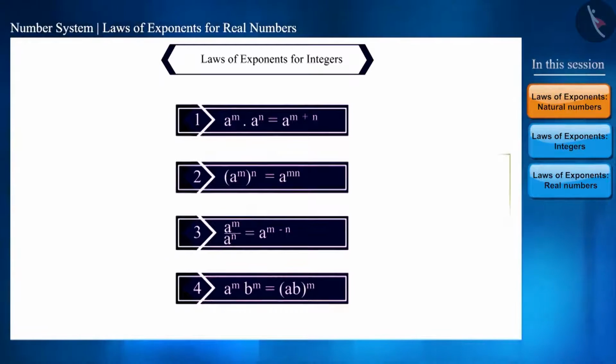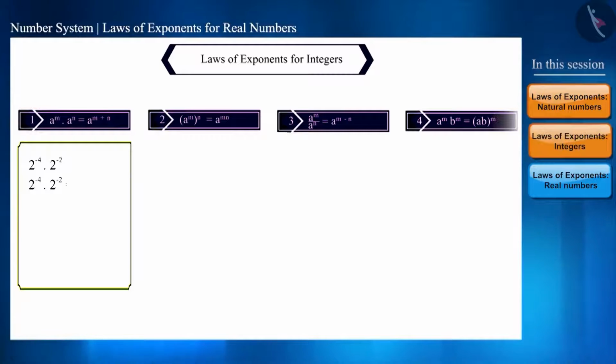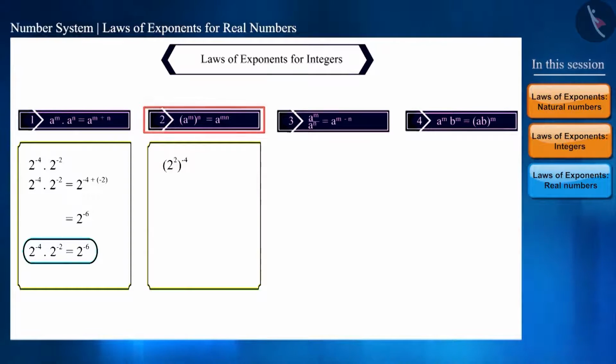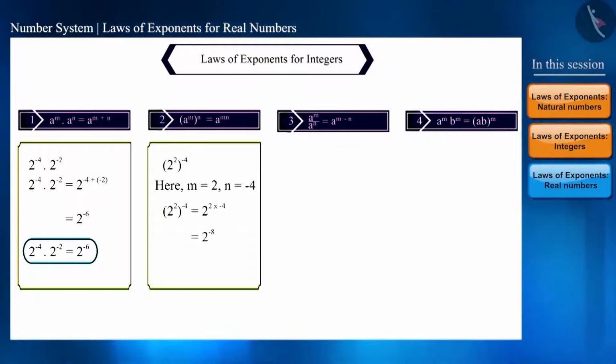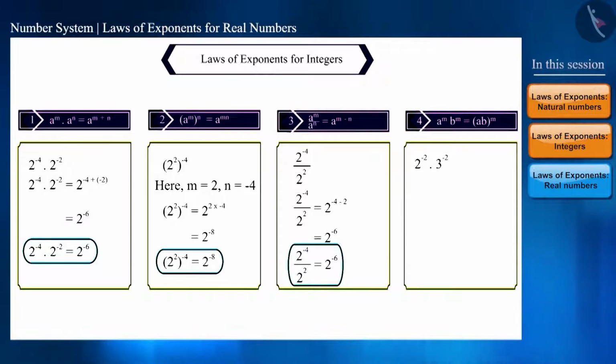Let's see some examples. If we use the first rule, we can write 2 raised to the power minus 4 multiplied by 2 raised to the power minus 2 as 2 raised to the power minus 6. In the second example, we'll use the second law. It has m equals 2 and n equals minus 4. So we multiply both the powers and write it as 2 raised to the power minus 8. And here we use the third rule. So we get 2 raised to the power minus 6. In this example, using the rule, we multiplied 2 by 3 and got this result.